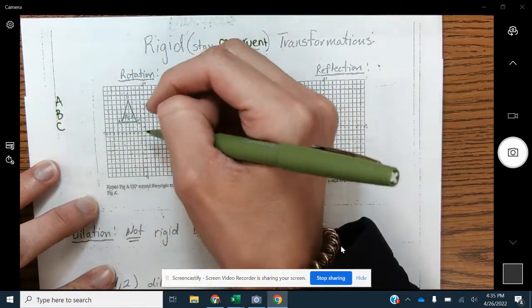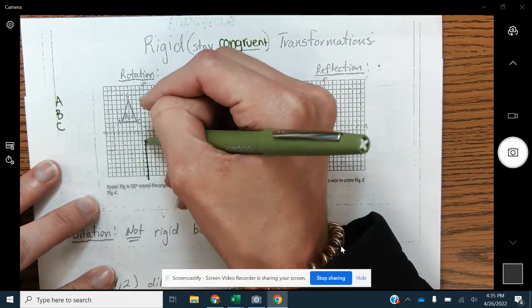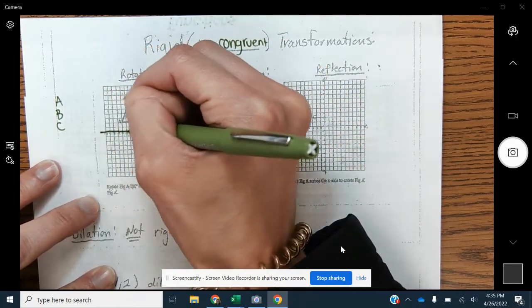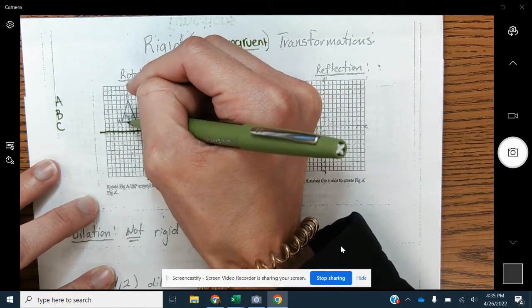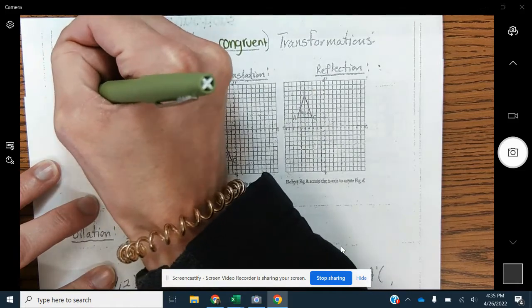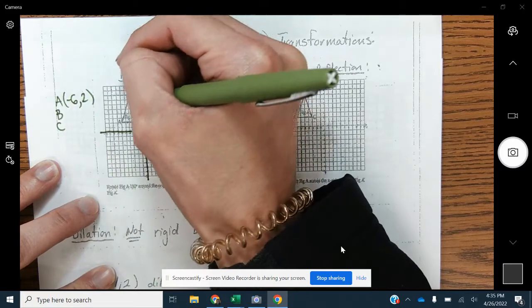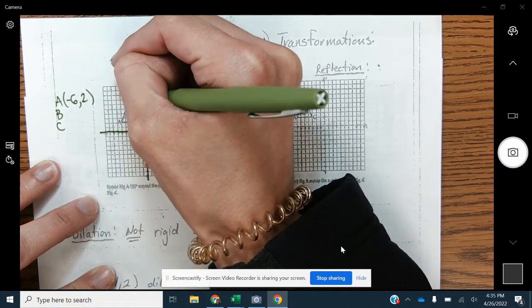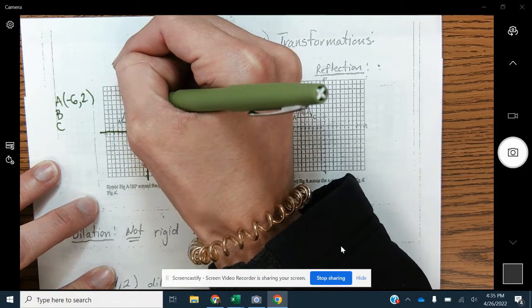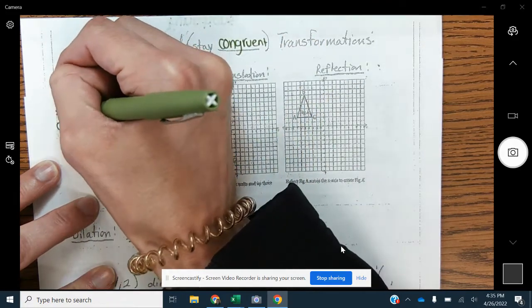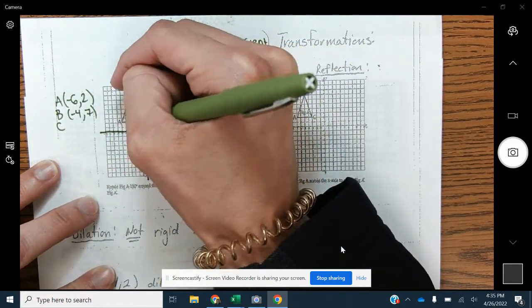So for A, it looks like that would be, let me maybe make the axes on here a little easier to see. Looks like that would be -6 and 2. For B, that's going to be -4 and 7. And for C, that's going to be -2, 2.